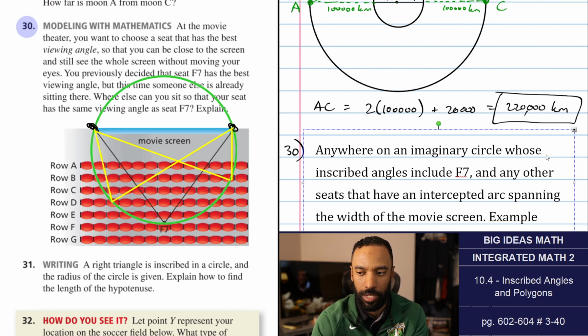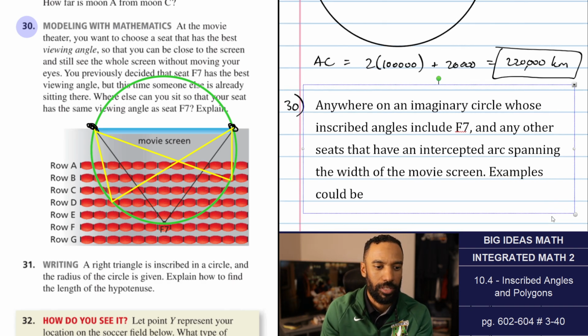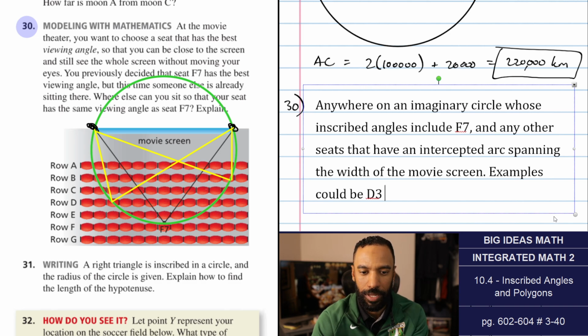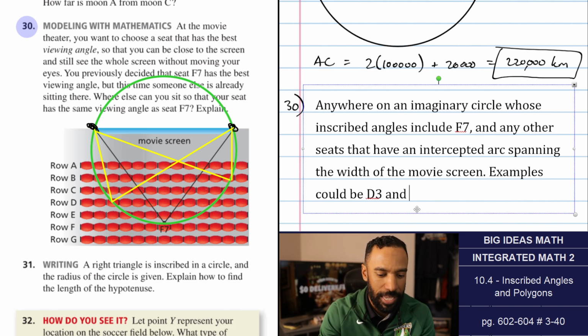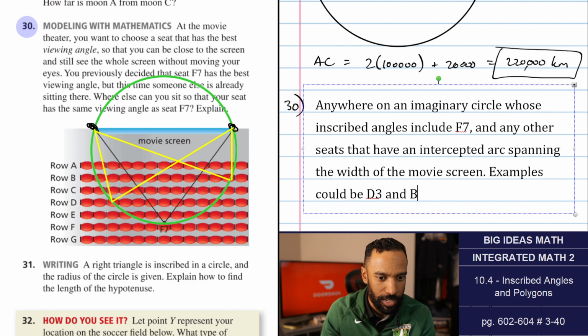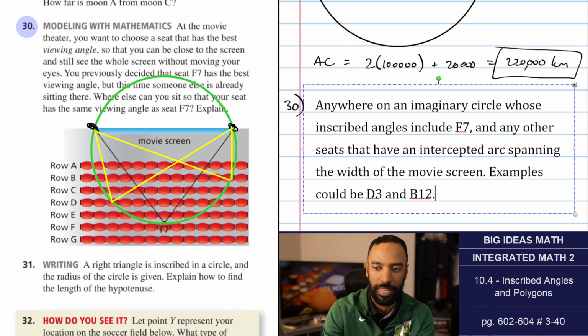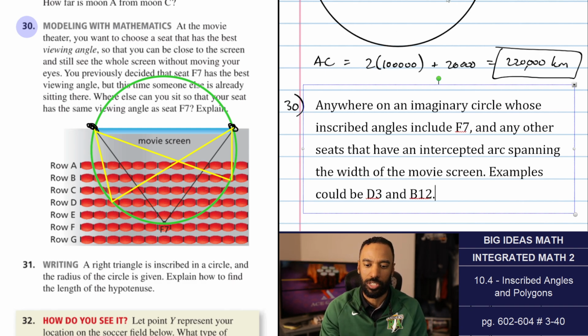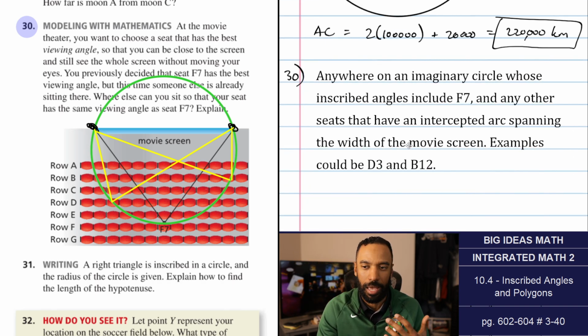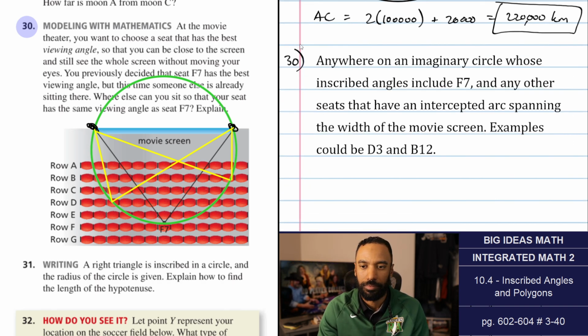Examples could be that D3, if you will, and what's that one? B8, 9, 10, 11, 12. B12, something like that, maybe, just because I did that one to scale. You probably wouldn't write that, but I'm just filling that out as an example.